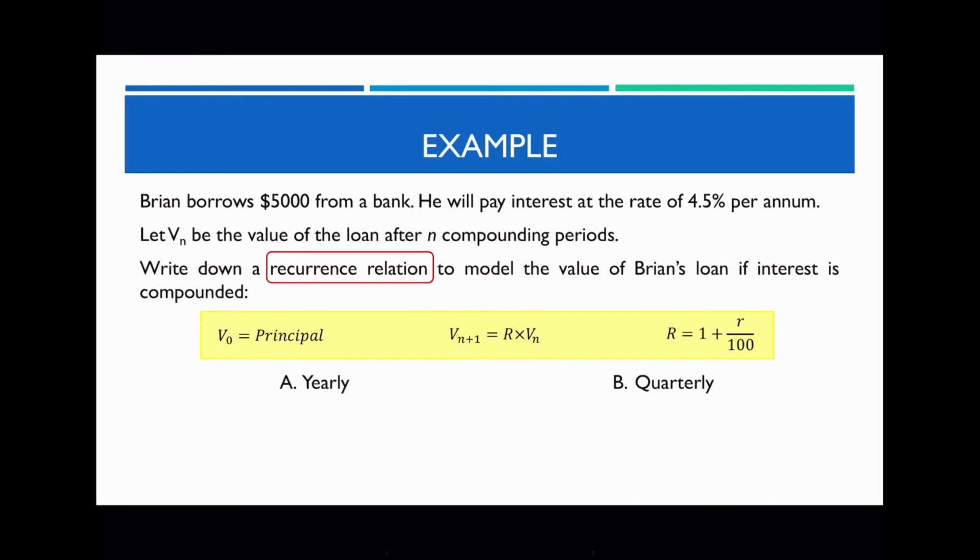Okay. Now again, we're trying to write down the relation. So in this case, I need to state what the value of V0 is going to be. In this case, V0 is going to equal 5,000.